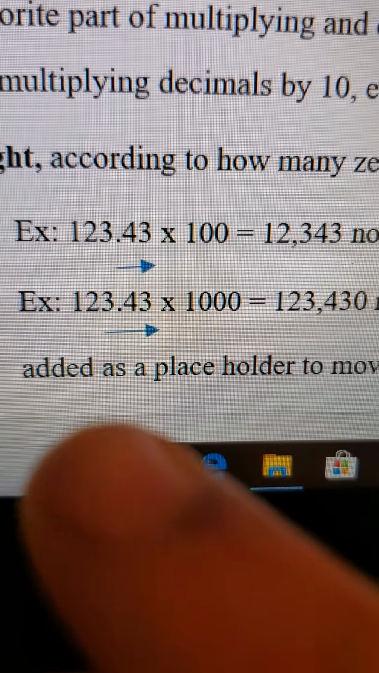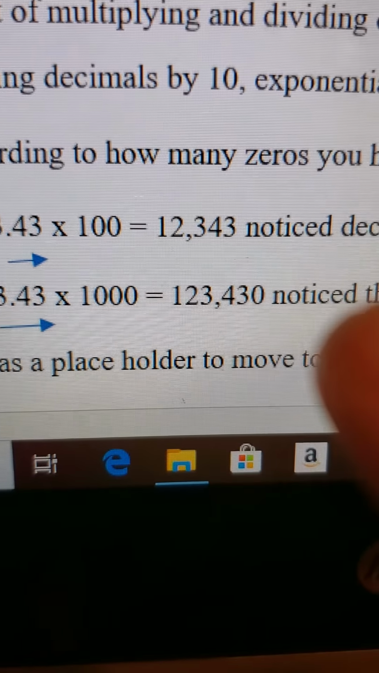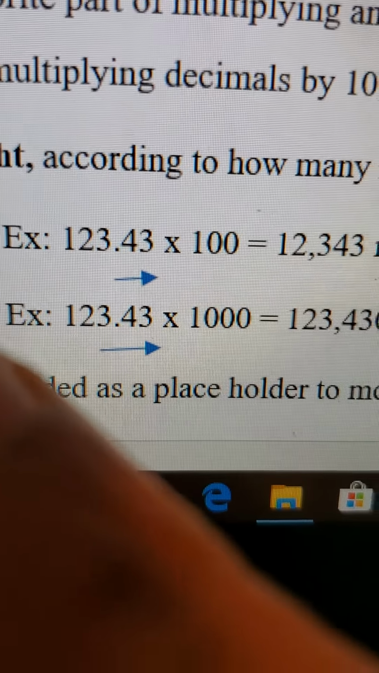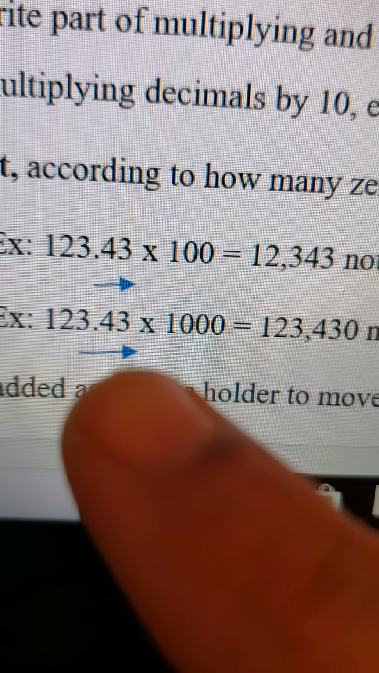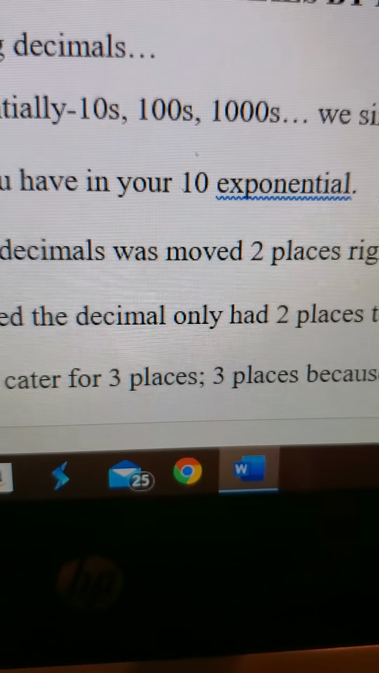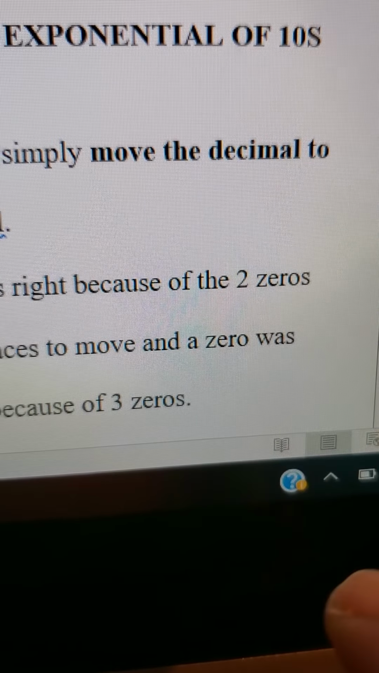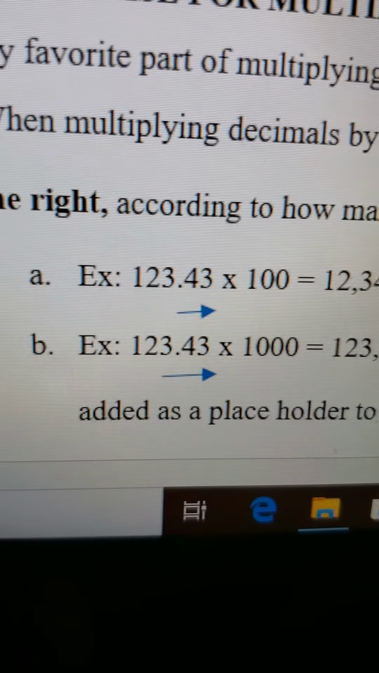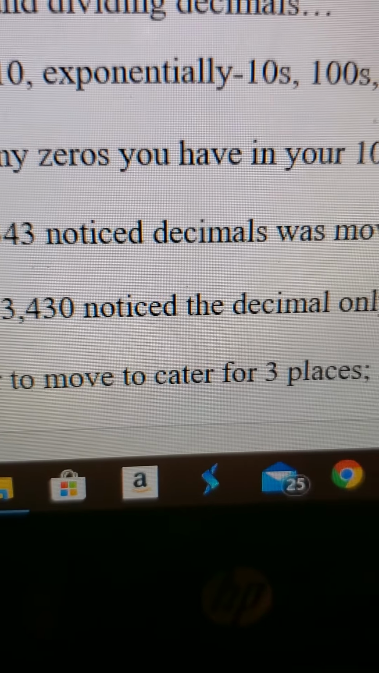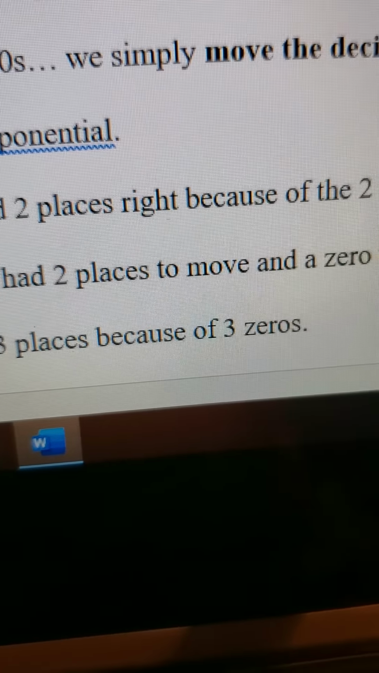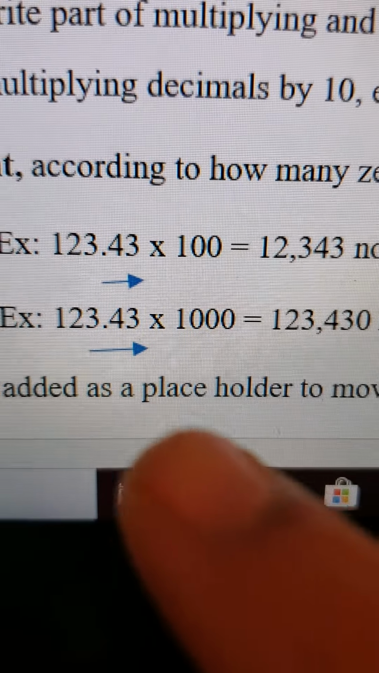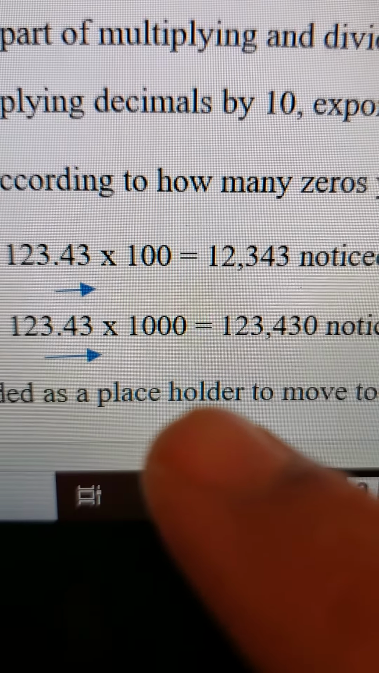So here we go again. I said if you're multiplying, your numbers should be increasing. So notice that the decimal only had 2 places. Now look, I'm supposed to move 3 places to the right, but I only have 2 places to go. So what do I do? Yes, a 0 was added as a placeholder to cater for the 3 places. So 3 places because of 3 zeros. Whenever you have that missing digit to move your place, just add a 0.